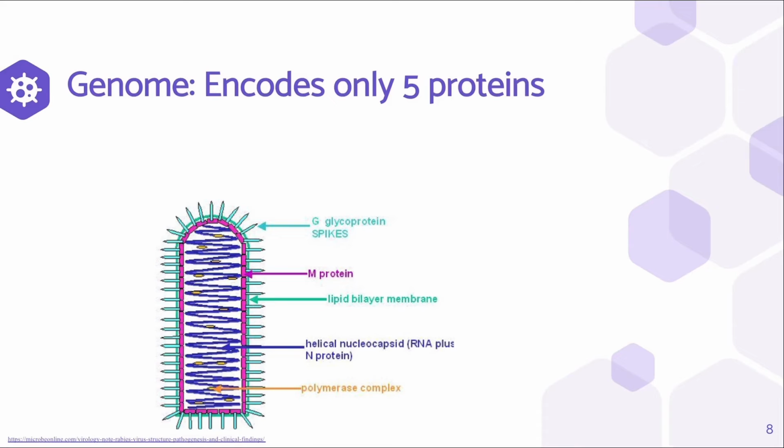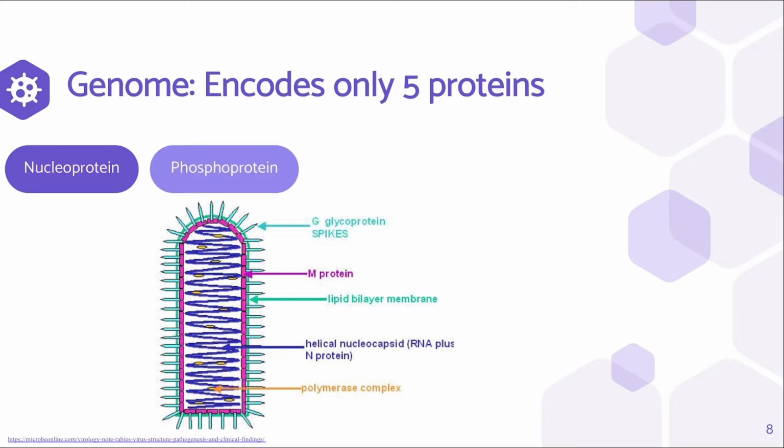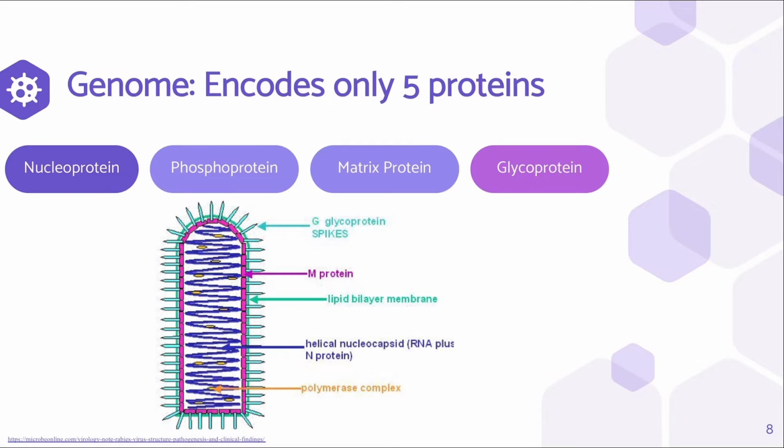The virus encodes only 5 proteins, which are all very important for its biological success. First, we have the nucleoprotein, which is responsible for encapsulating the RNA genome and protects it from degradation by RNases. The phosphoprotein, which is the non-catalytic subunit of the polymerase complex, the matrix or M protein, which makes up the membrane right underneath the envelope, the glycoprotein, which makes up these glycoprotein spikes localized on the envelope.